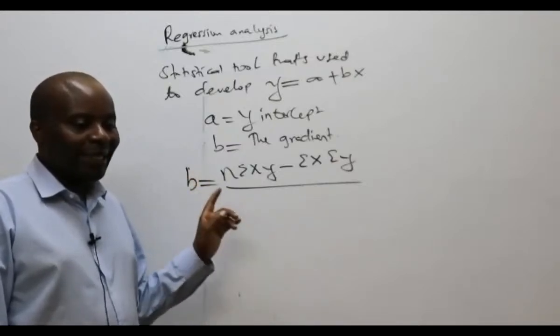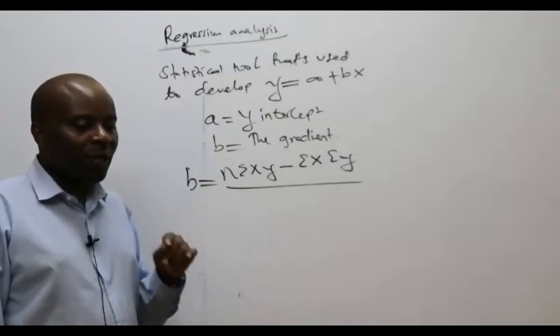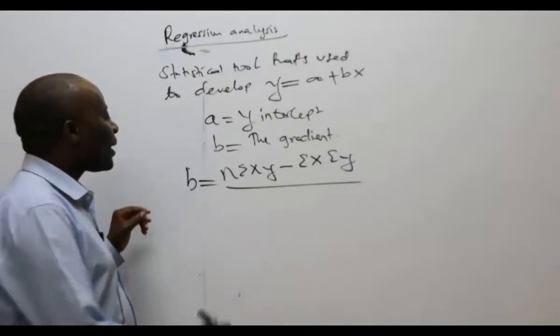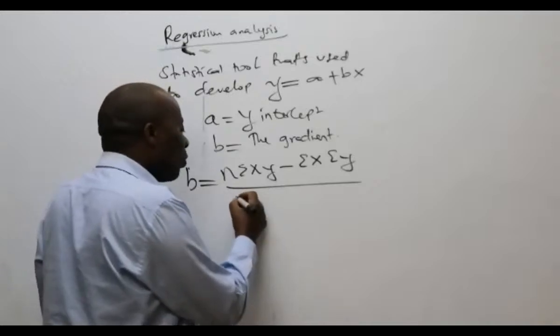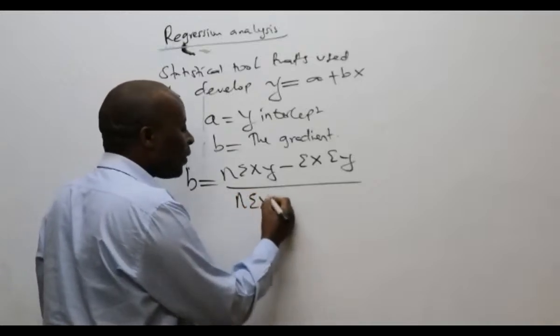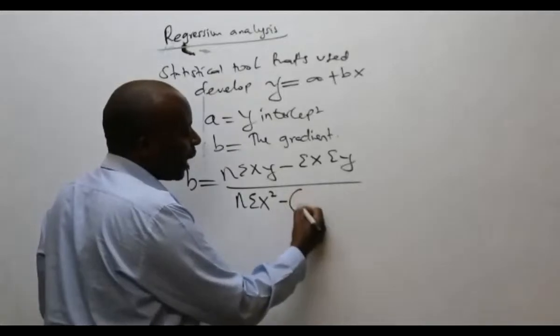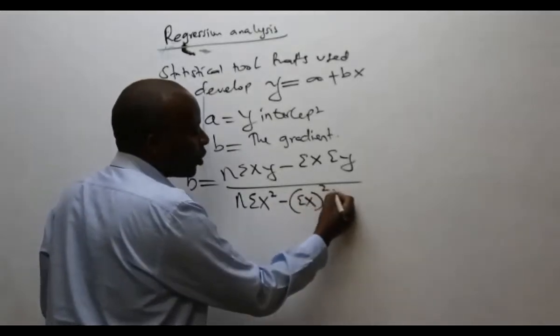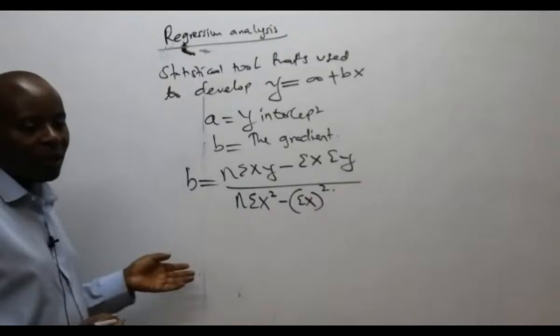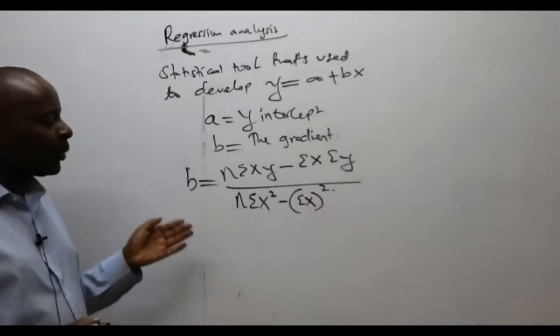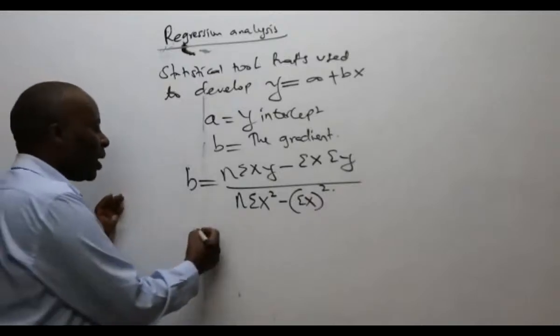How about, in this case here, the denominator? You can see what Bwana Amaya is saying. Amaya says that to get the denominator here, we shall be taking n summation of x squared minus, in brackets, summation of x, all squared. So this is very important for us.